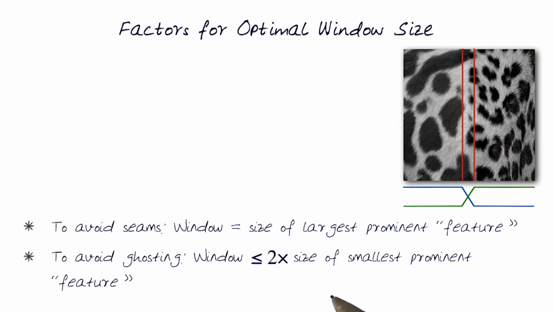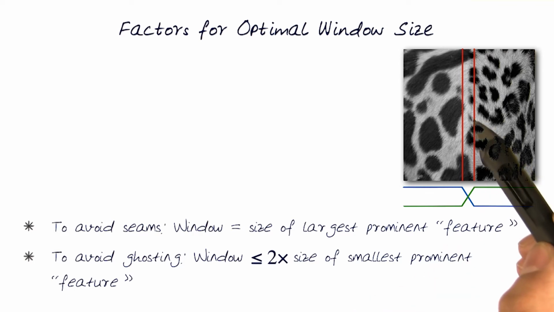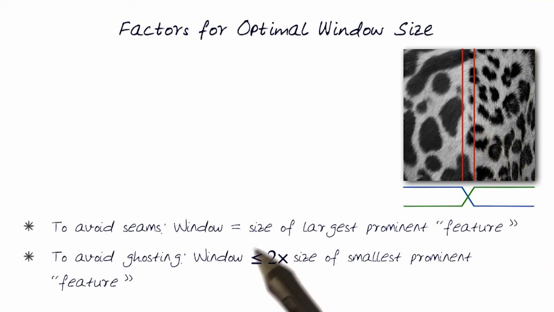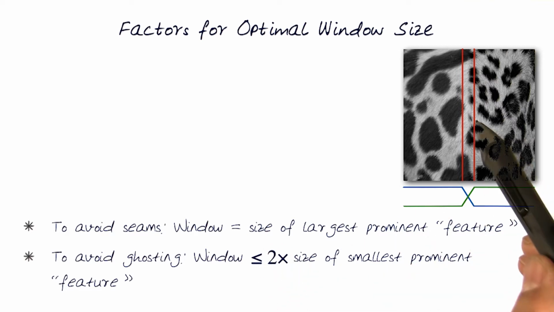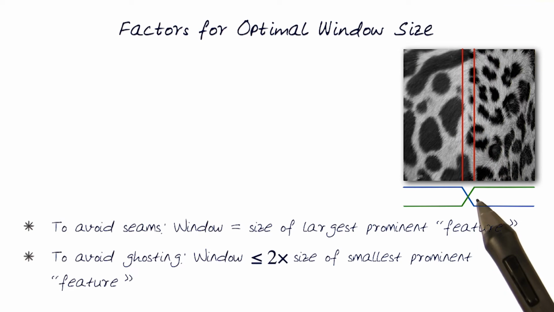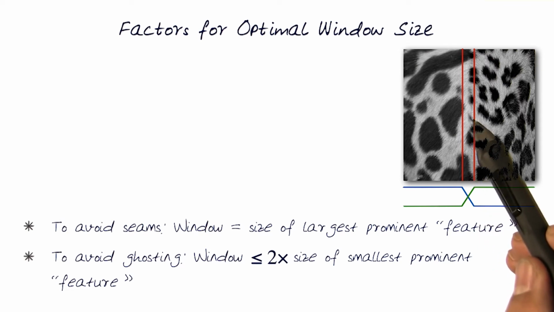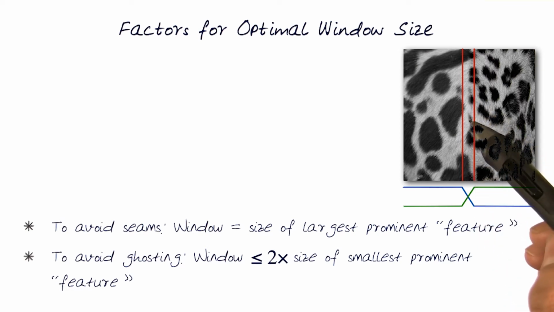Another rule of thumb is that to avoid any kind of ghosting artifact, where you saw in the previous image some transparent spots visible across the two images, we want a window that is less than or equal to 2 times the size of the smallest prominent feature. So take any small feature, and we want to make sure our window is twice as big. If this was the feature, we want to make sure our window size is big enough for that to hide away and not have any ghostly artifacts. And again, you don't see any here.